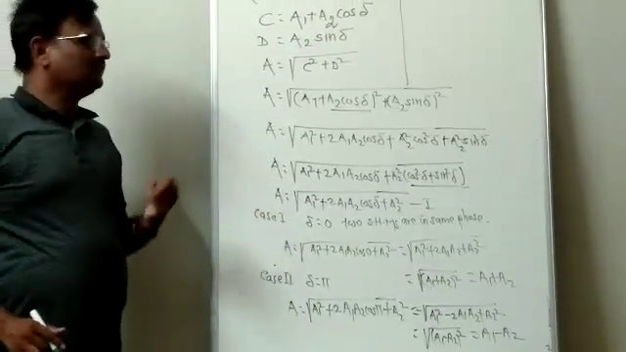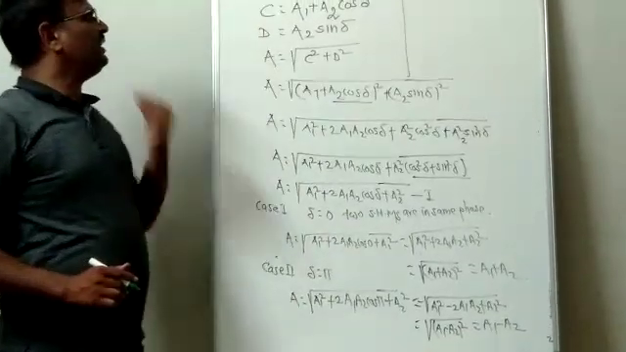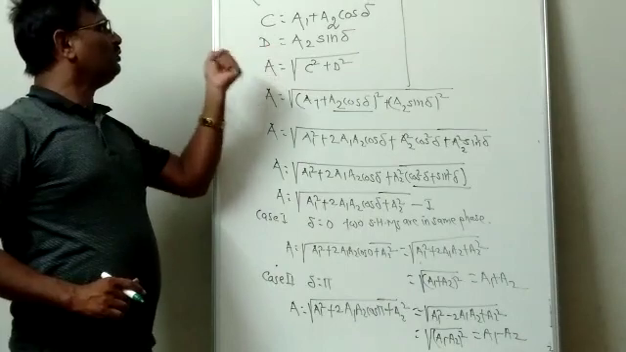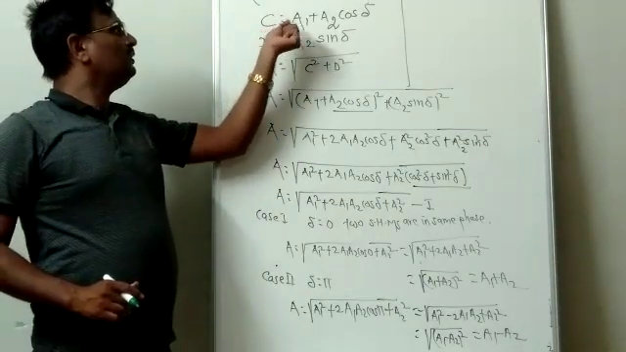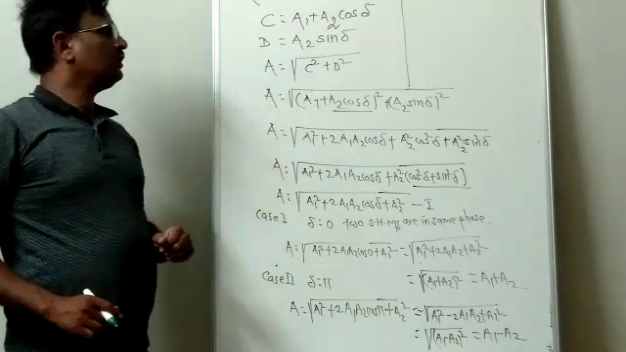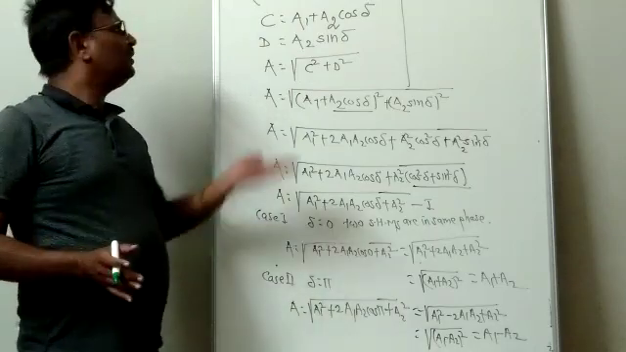What have I done here? Earlier we assumed two values, C is equal to A1 plus A2 cos delta and D is equal to A2 sin delta. I am going to find out the resultant amplitude. How is it to be calculated?